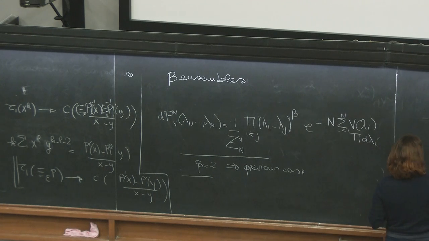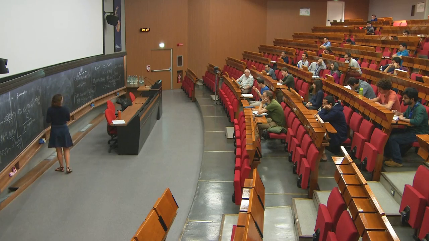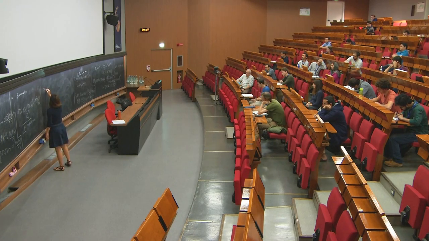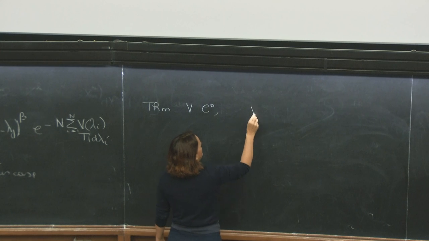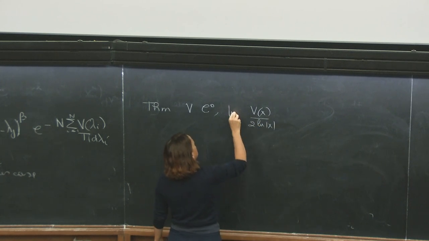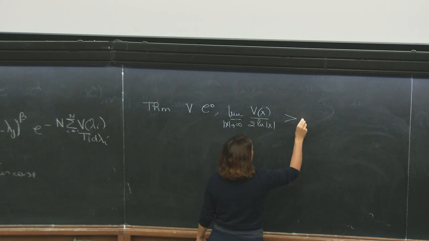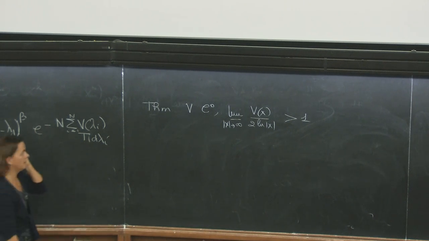Okay, but now, if V is general, we still have convergence to the equilibrium measure. This is the first result, but we won't be able to use the Dyson-Schwinger equation to prove that. We have a stronger tool, which is the large deviations. The first theorem is: assume that V is continuous, and V goes to infinity fast enough, I think it's greater than 2 log x, so that the limit is greater than 1. This is to ensure that somehow your partition function is finite.